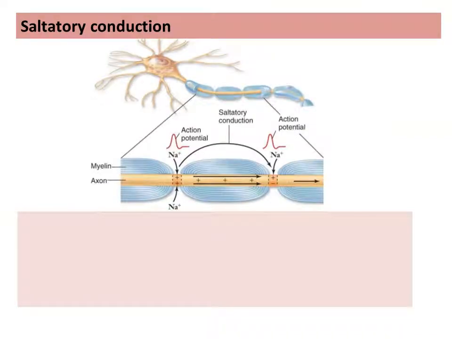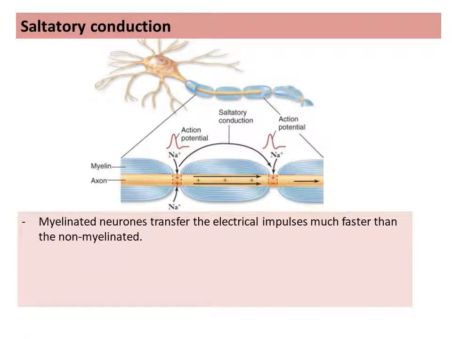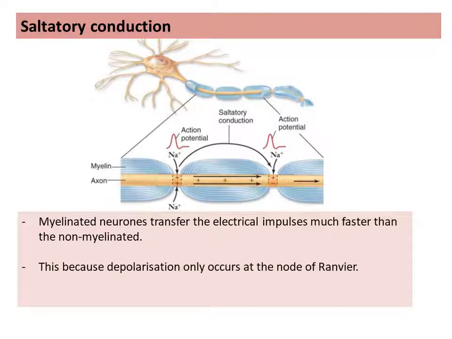This now brings us on to something called saltatory conduction. We've mentioned myelinated neurons before, and myelinated neurons are ones which have this type of insulation caused by these Schwann cells, and they will allow the impulses to travel much faster than non-myelinated neurons. And this is because the depolarization that we've talked about can only occur at the nodes of Ranvier. So it is only at these places where you don't have this insulation that the sodium and potassium ions can move in and out of the axon.